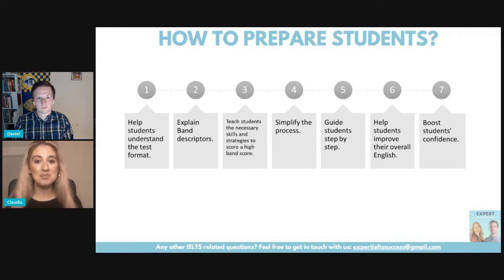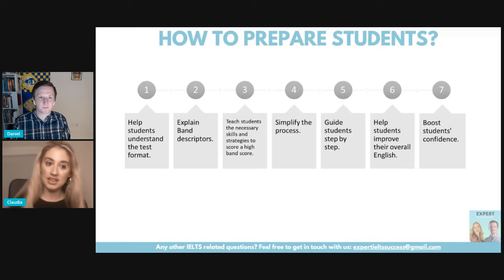Another thing is to help them improve their overall English. So IELTS is a balance. It's a balance between the students' English level, their overall general English, and it's a balance of teaching them the IELTS strategies and preparing them for a very specific test and a very specific format. Right. You cannot have one without the other.